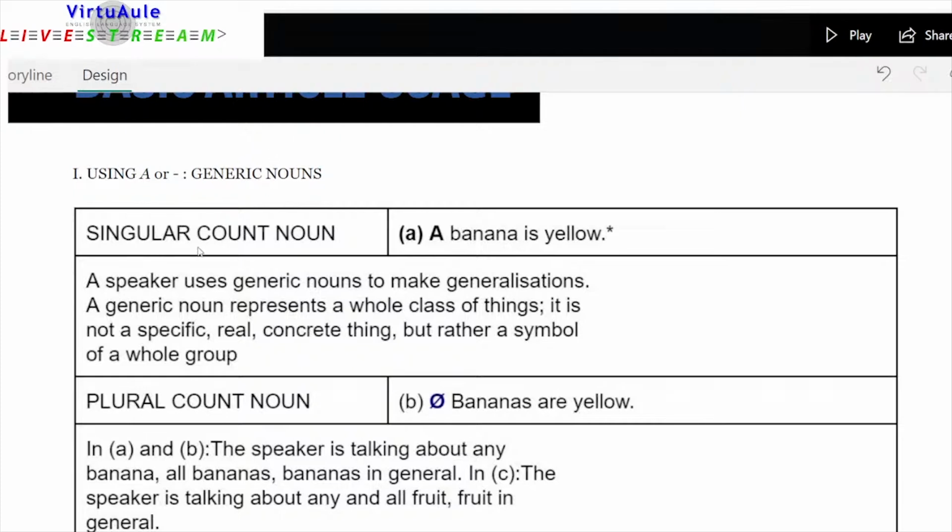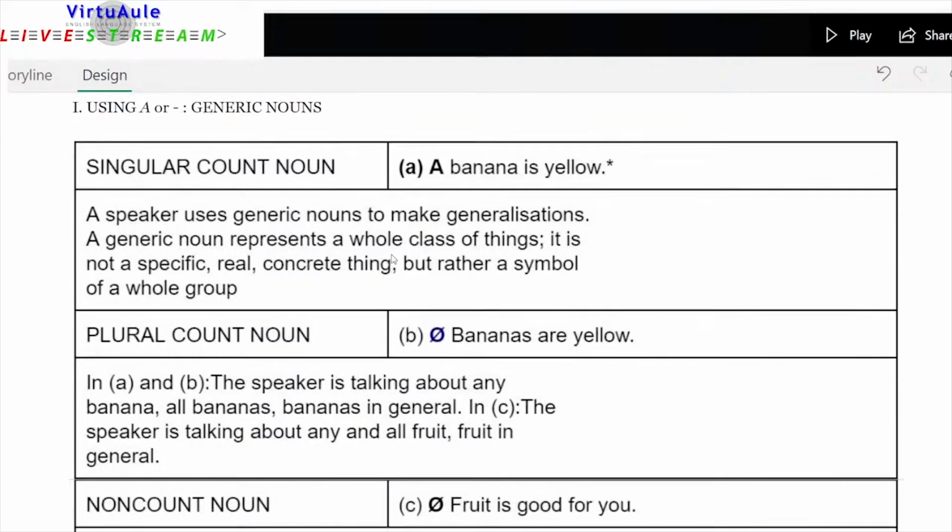Speaking is less problematic because you say something and nobody remembers, but when you write, you have it there and you can check it. Singular count noun: a banana is yellow. A speaker uses generic nouns to make generalizations. A generic noun represents a whole class of things. It is not a specific, real, concrete thing, but rather a symbol of a whole group. A banana represents the whole group of bananas. That's a singular count noun.